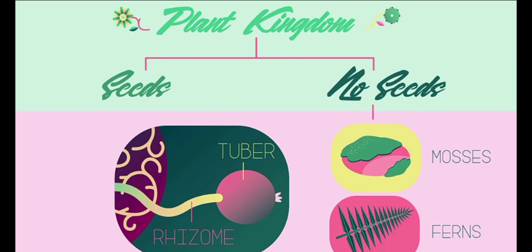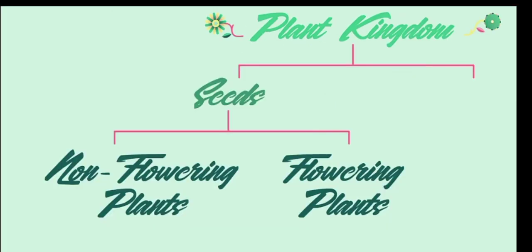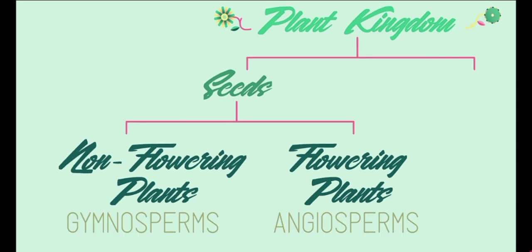The evolution of the seed was a huge evolutionary step for plants. It meant they could grow anywhere on Earth in any environment. They were no longer limited to extremely moist conditions. Seed plants can be split into flowering plants and non-flowering plants. These have the scientific names gymnosperms and angiosperms.